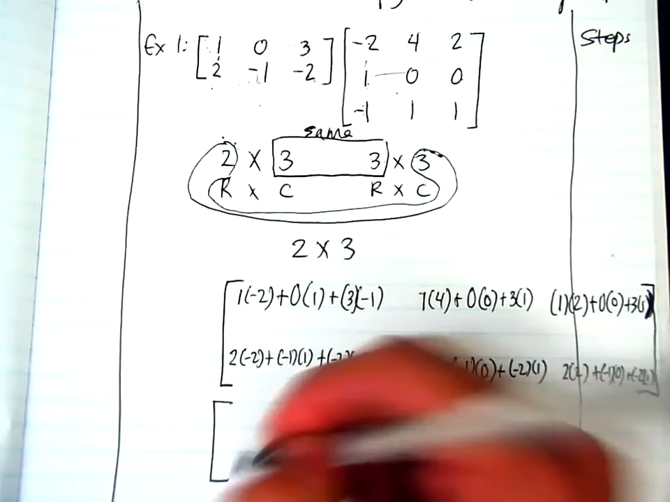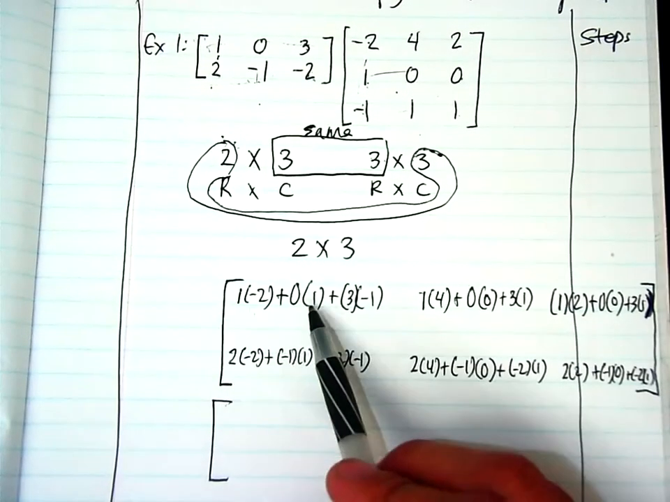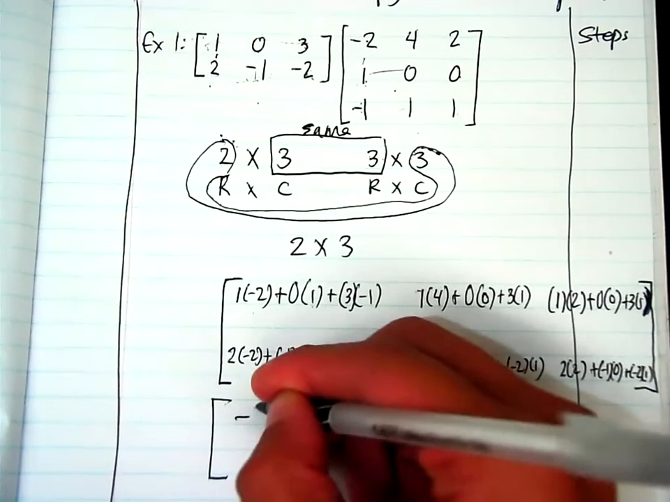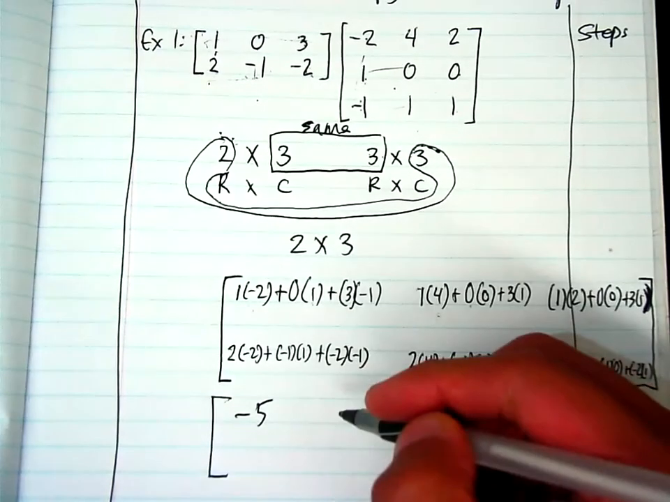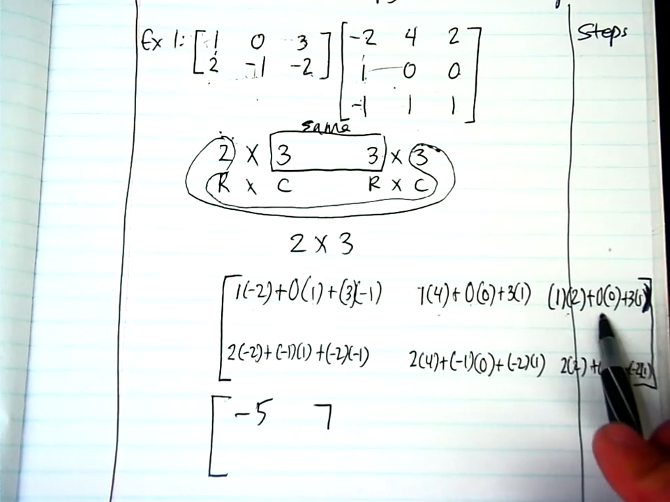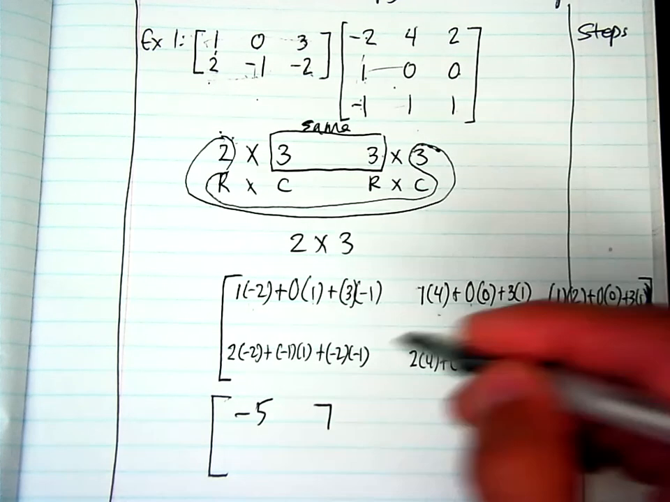Okay, so my final answer is, I just have to simplify it. So this will be negative 2 plus 0 plus negative 3, which will give me negative 5. This one will give me 4 plus 0 plus 3, so that's 7. This will give me 2 plus 0 plus 3, so that will give me 5.